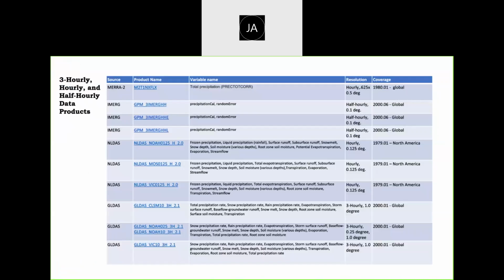And here is a table of the data variables and data sets for which we have hourly, half-hourly, and 3-hourly data. You can notice one thing in particular: the NLDAS, which is for North America, is available in hourly resolution. The global data, GLDAS, is available at 3-hourly resolution. So we don't have an hourly data set for the entire world in this case.